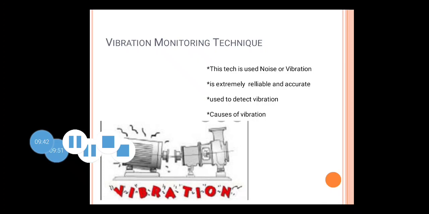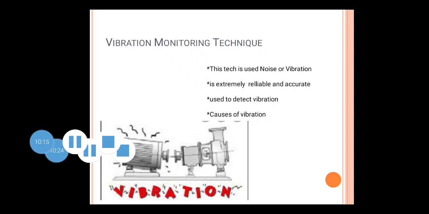These techniques are extremely reliable and accurate in detecting abnormal machine behavior. Abnormal behavior is only the result of the vibration. So with the help of that we can detect the vibration, whether and how the vibration is occurring. The noise and vibration would be used to detect the machine problem. The capital cost of this monitoring is very high.